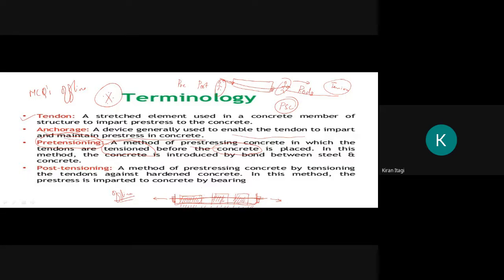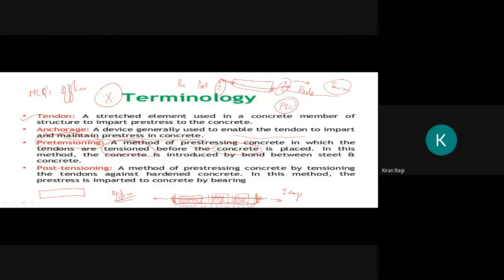What we do, we cast it. After 7 days or after the curing period, we release this and we cut these anchorages. The extra rods that are there now, we will cut them. So this is called pre-tensioning. Then what do you mean by post-tensioning? Post-tensioning means we are applying the tension to the concrete after casting.